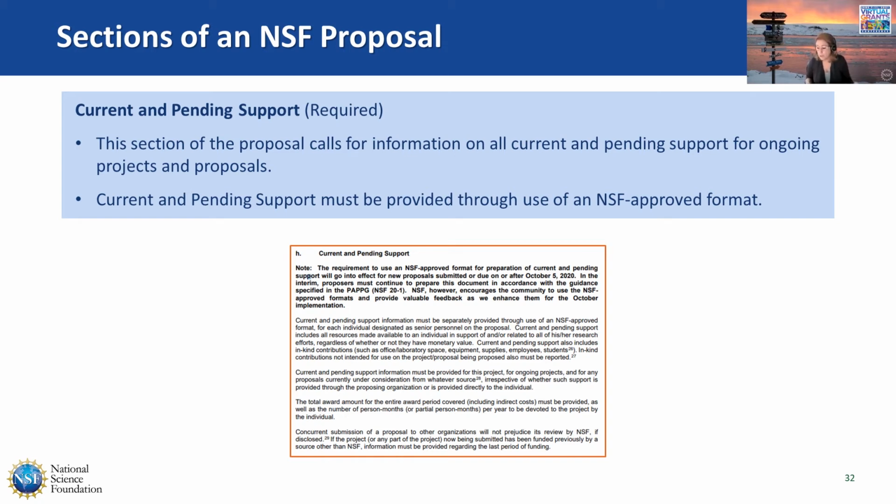This section of the proposal is really used to assess the capacity of the individual or team to carry out the project based on all of the current and pending support that they have available. It also can be used to help assess any duplication or overlap. So what you are putting in this section is all of the information on current and pending support for ongoing projects and proposals. It includes in-kind support as well.